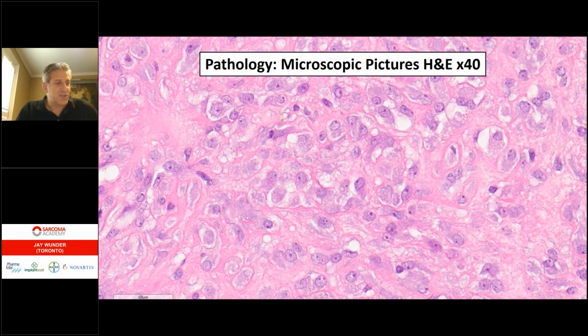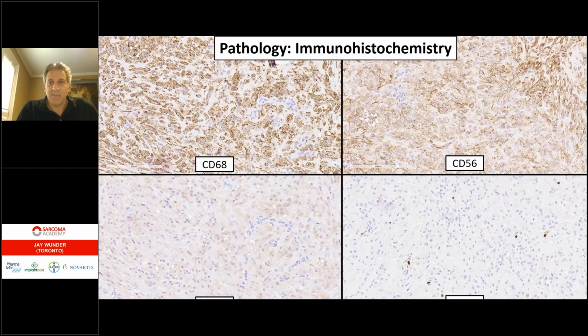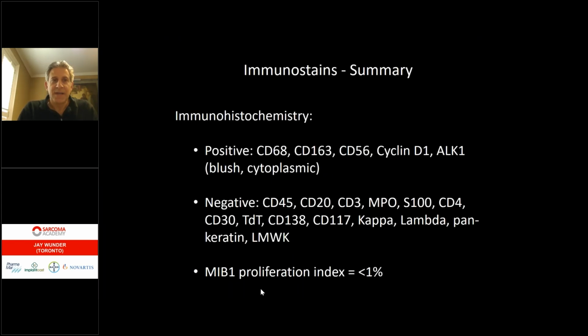There were no mitoses, pinpoint nucleoli. Here are some CD68 and CD56. So there were some immune markers. MIB1 was only less than 1% of proliferation, but it showed ALK positivity on immunohistochemistry. And this is just a summary of all of the immunohistochemistry slides. So really hadn't gotten too far, although the ALK positivity was interesting.